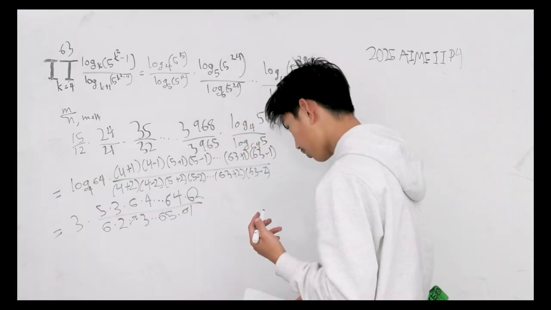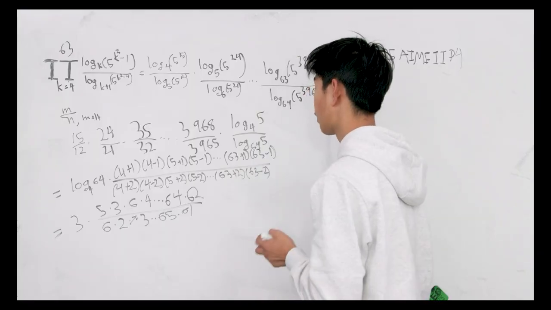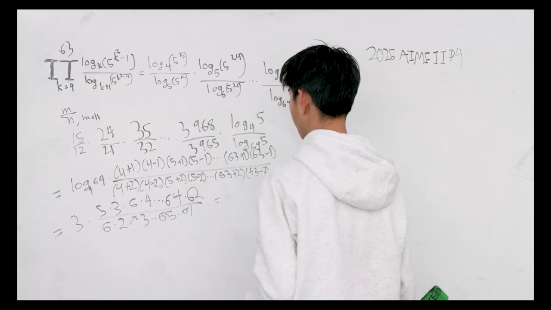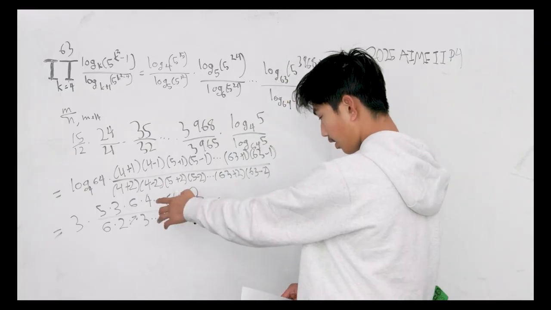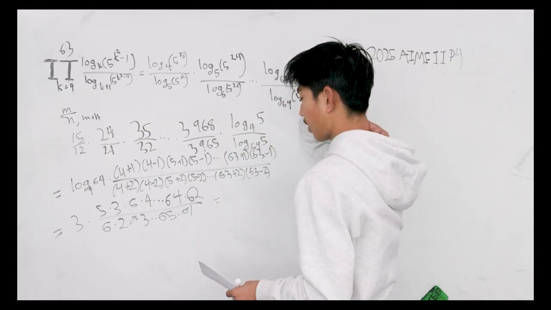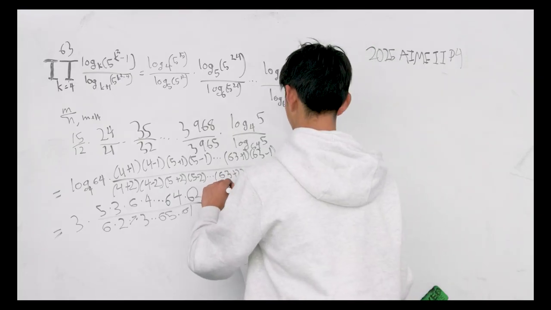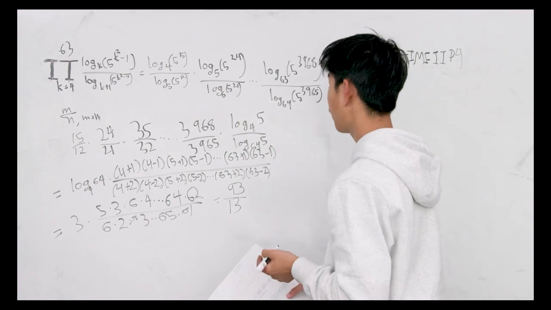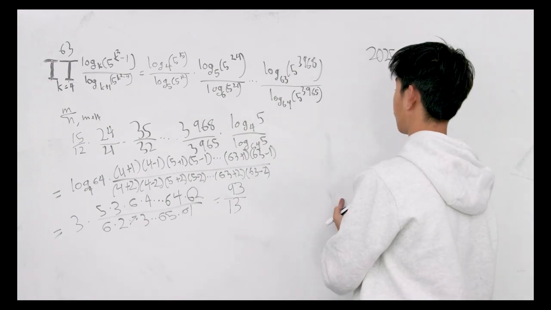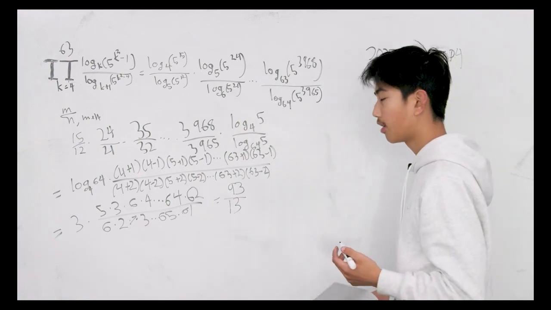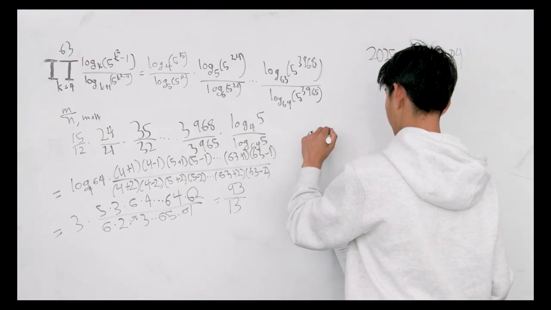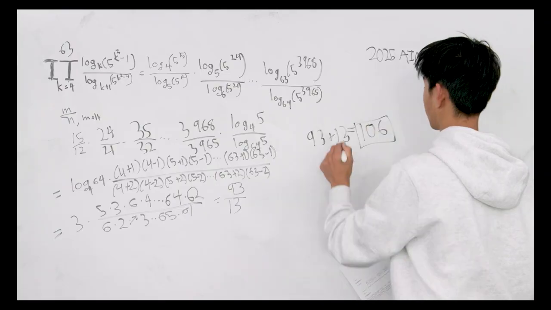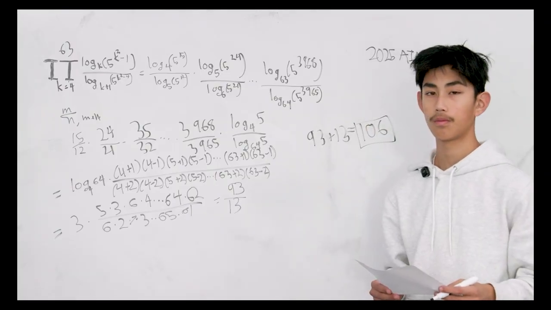There's a recognizable pattern you can use to cross this out. So most of these terms cancel, leaving only a few behind, and this thing can eventually simplify all the way into 93 over 13, in simplest form. So we have a fraction, which is this product simplified. So we just sum 93 and 13 to get our answer of 106, and that is our answer for this problem.